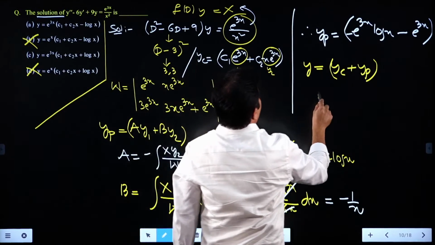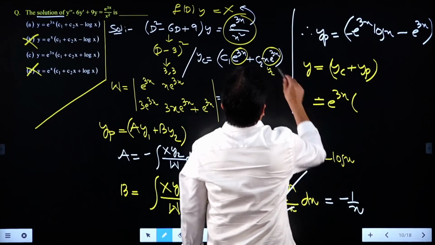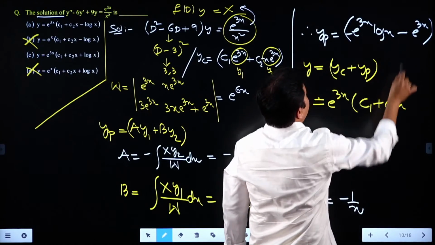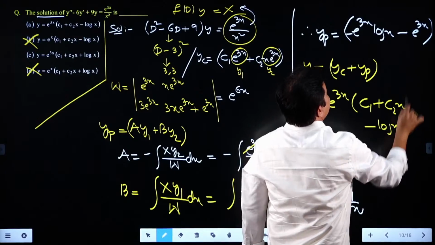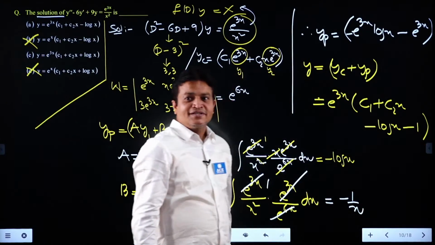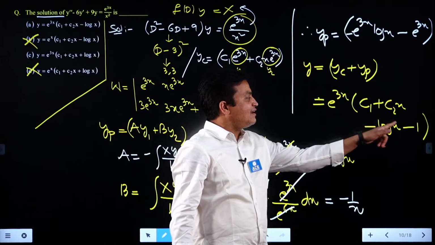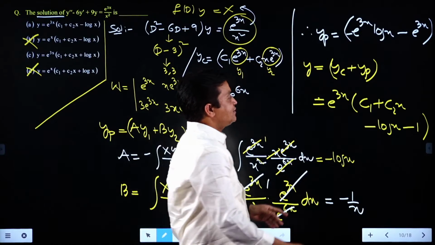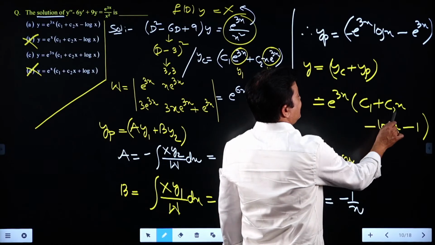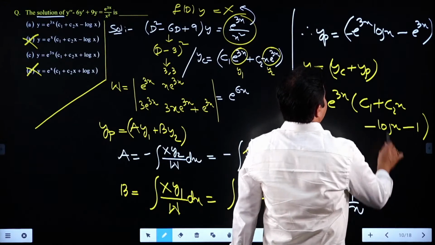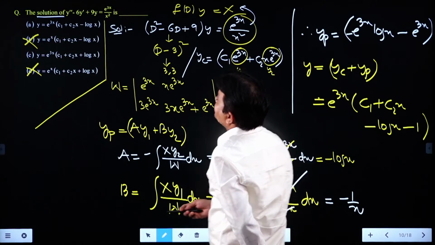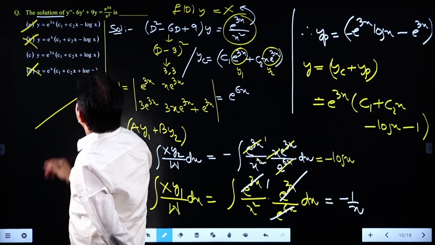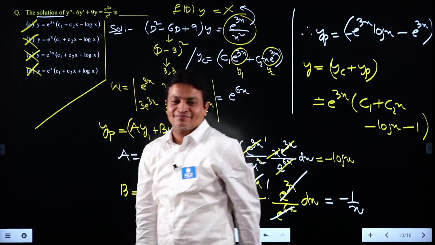So, here e power 3x common. Then you can write C1 plus C2x. Here yp part: minus log x minus 1. Now, interestingly, this C1 is an arbitrary constant minus 1. C1 minus 1, some C3 I take. So, the general solution means e power 3x, C2x minus log x plus C3. So, you can observe here minus log x is required; here plus log x, that is wrong.